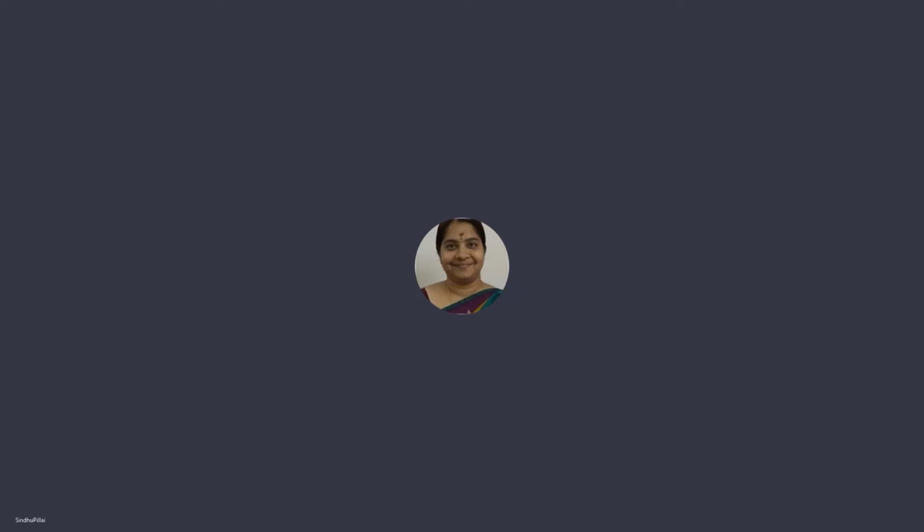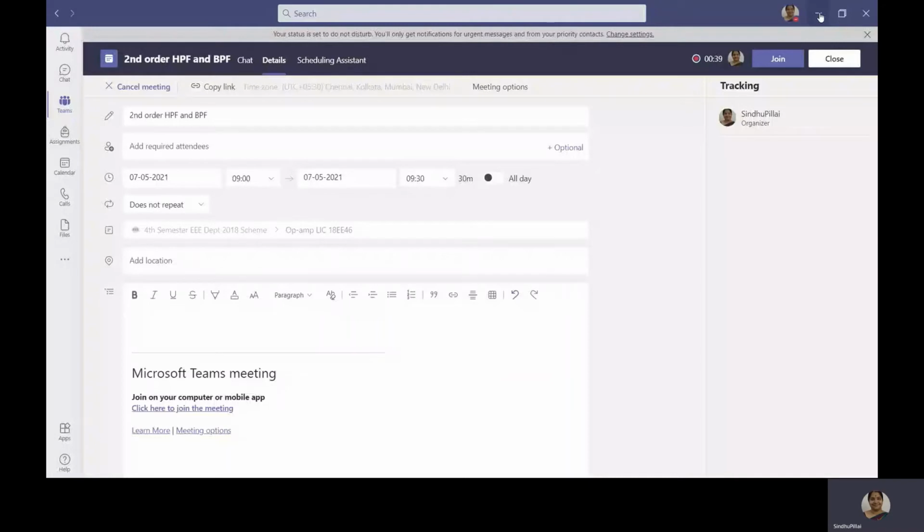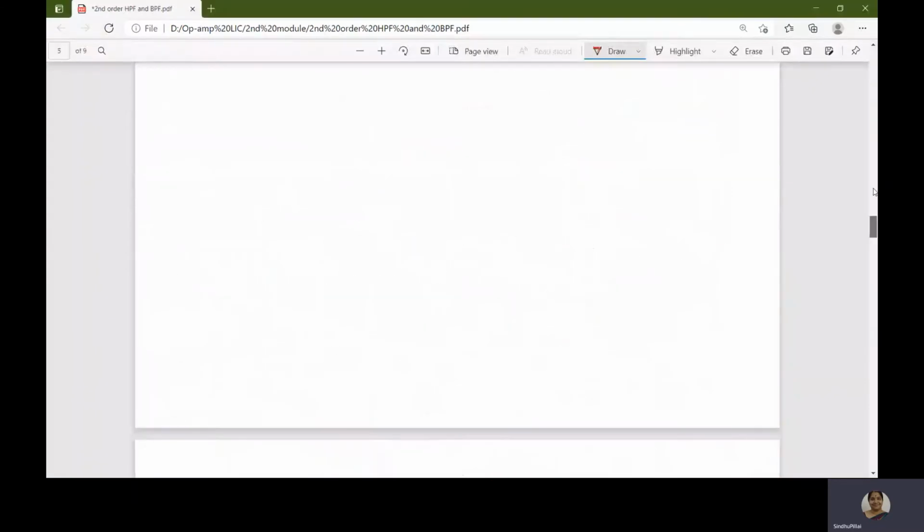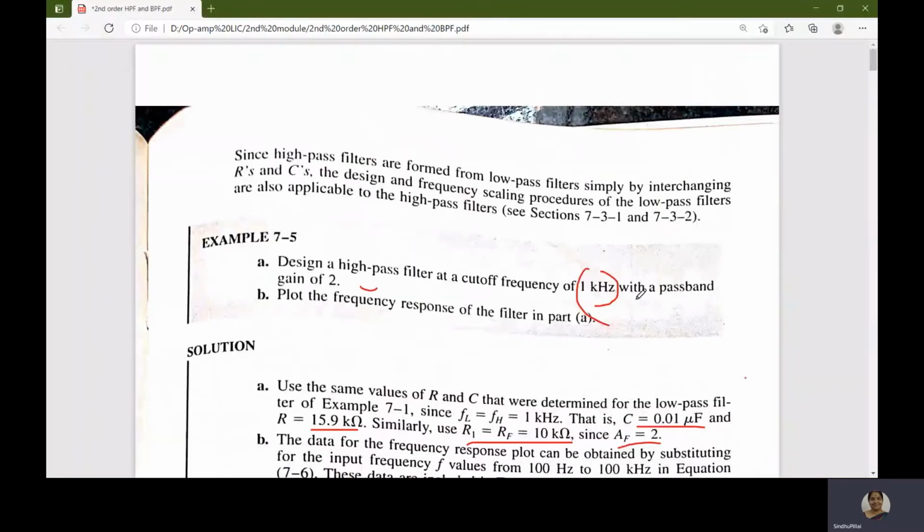In the class here, we'll start with the high pass filter, the design of the high pass filter. We had seen the first order high pass filter. Now we'll see the design of the high pass filter.